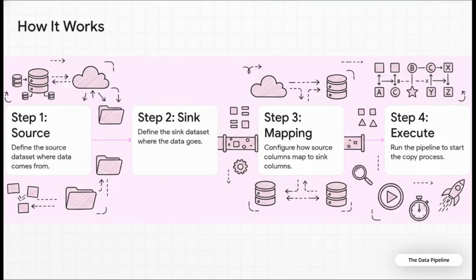And setting this up is a really logical four-step process. First, you just point to your source and sink data sets. You're just defining where the data comes from and where it's going. Then you handle the mapping, which is literally just telling ADF how to line up the columns from the source to the destination. And finally, you execute the pipeline to kick the whole assembly line into motion.